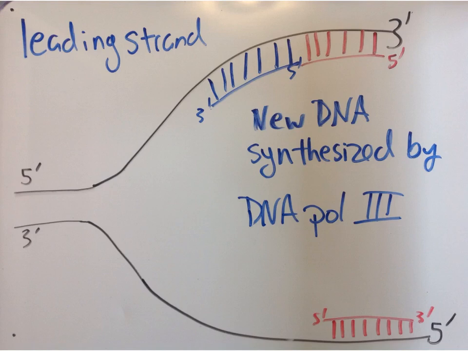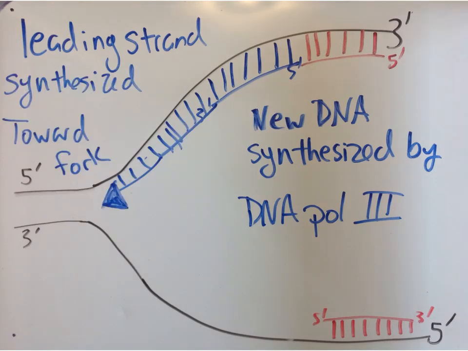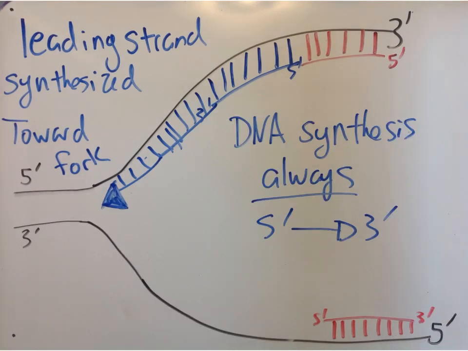On the top strand, synthesis proceeds into the replication fork, into that Y-shaped structure. DNA synthesis is always 5' to 3'. This top strand that is synthesized continuously towards the replication fork is called the leading strand. DNA synthesis always happens 5' to 3'. That's great for our top strand.